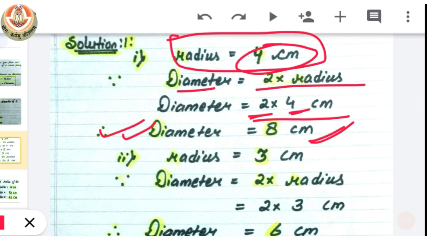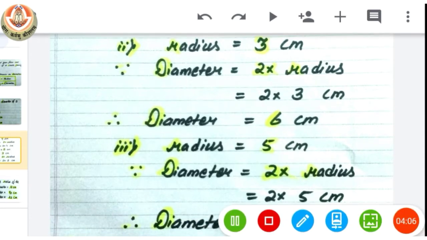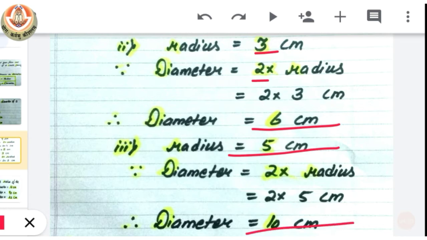Okay, let's see it again. If the given radius is 3 centimeter, what do we have to do? To find the diameter, we have to multiply 3 by 2. After multiplying 3 by 2, we get 6 centimeter as the diameter of that circle. And similarly, you can see for a given radius of 5 centimeter, the diameter will be 10 centimeter, because when we multiply the 5 centimeter radius by 2, we get a diameter of 10 centimeter.